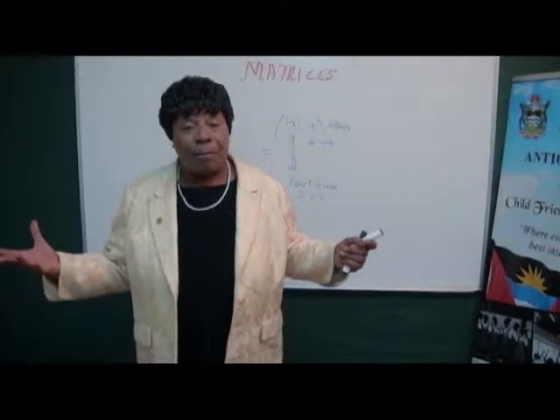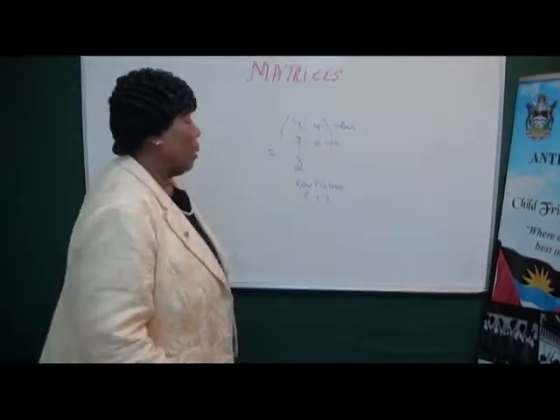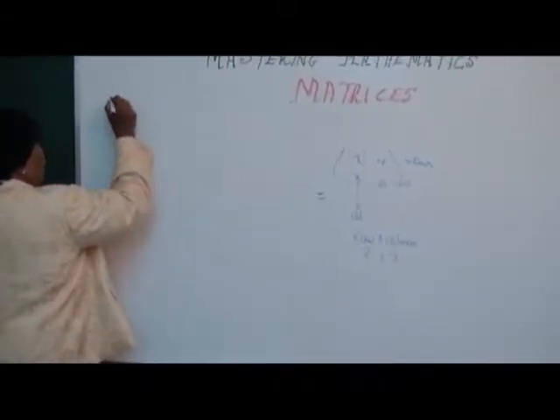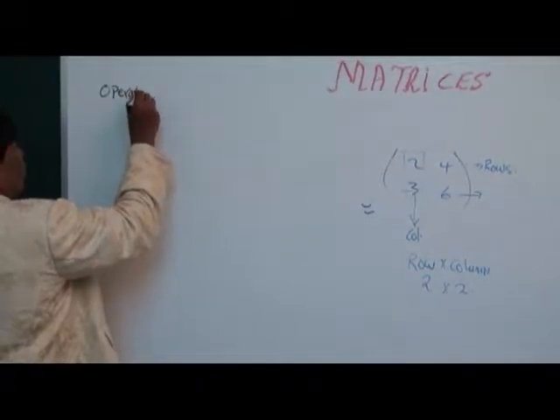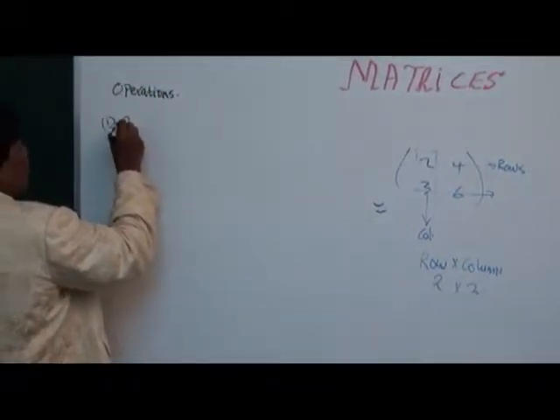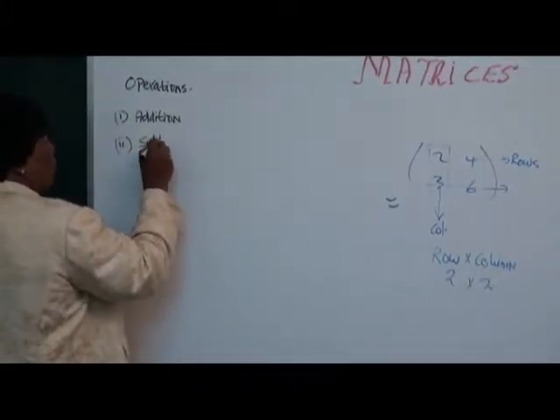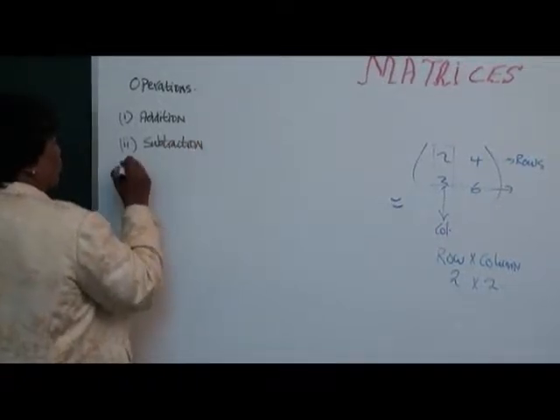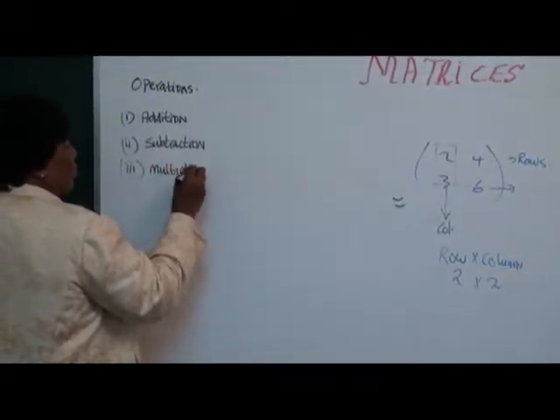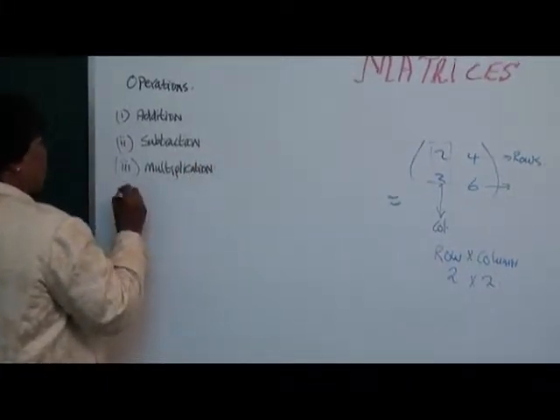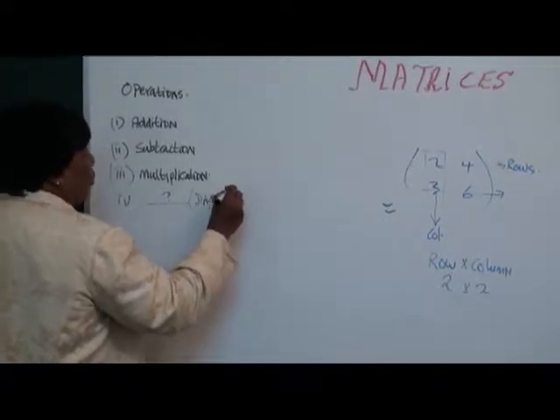With mathematics, every time, what are the four operations that come into play? We talk about them: one, addition; two, subtraction; three, multiplication; and the one missing is division. We'll talk about this.